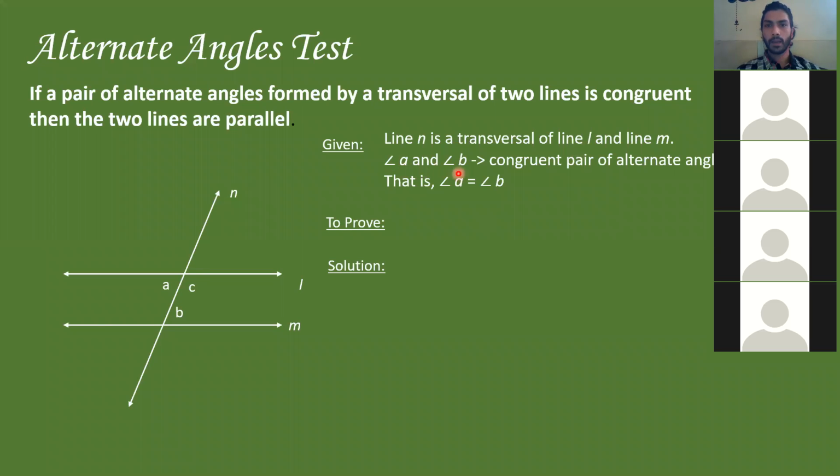Now angle A and angle B are a congruent pair of alternate angles. I'll just annotate on the screen so that it's clear for you. So angle A and angle B are alternate angles. That is, angle A is equal to angle B. And why do I know this? Because here, look here, it's already been given that they are equal.